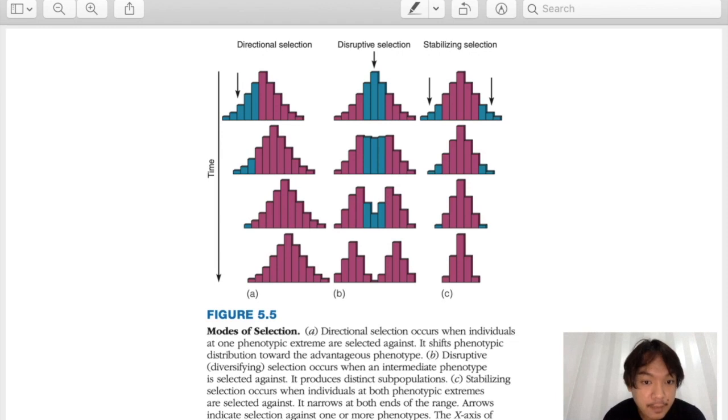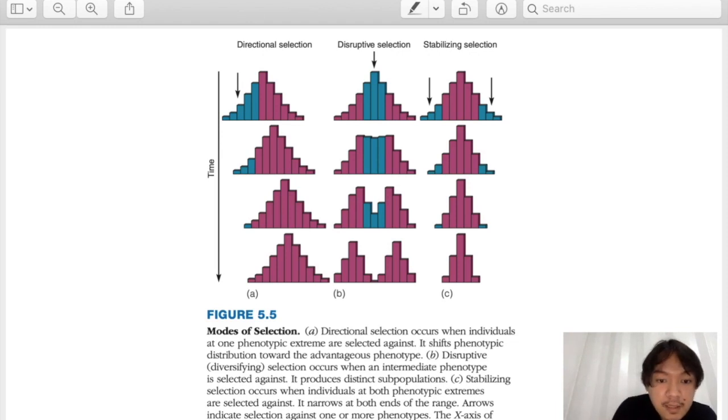Letter A, directional selection, occurs when individuals at one phenotypic extreme are selected against. The blue ones are the extremes, and they are found at the leftmost and rightmost parts of the curve because there are few extremes. It shifts the phenotypic distribution towards the advantageous phenotype, so it shifts toward the middle.